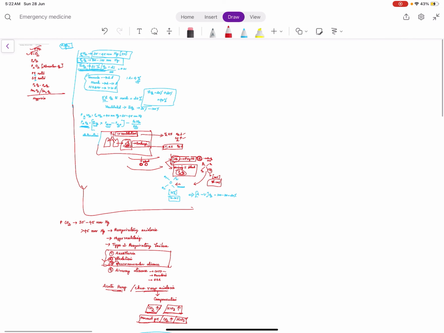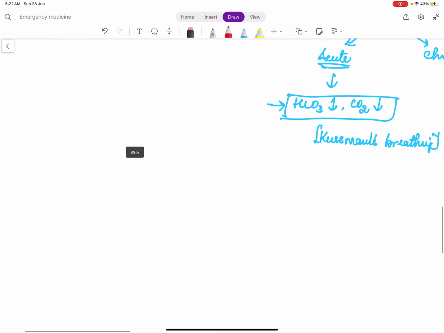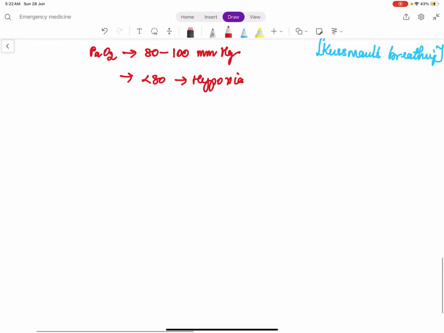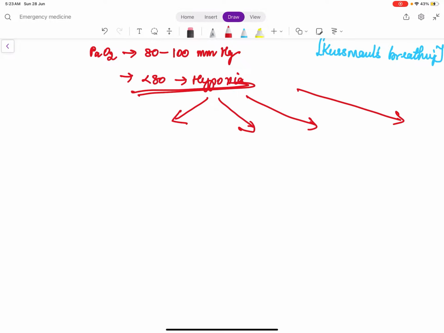Now coming to oxygen, PaO2, small a, which is the dissolved oxygen in blood or the arterial oxygen concentration. As I already told you, the normal value is 80 to 100 millimeters of mercury. So when it becomes less than 80, we call it hypoxia. From your physiology, there are 4 basic types of hypoxia. Hypoxia is low tissue oxygen concentration.